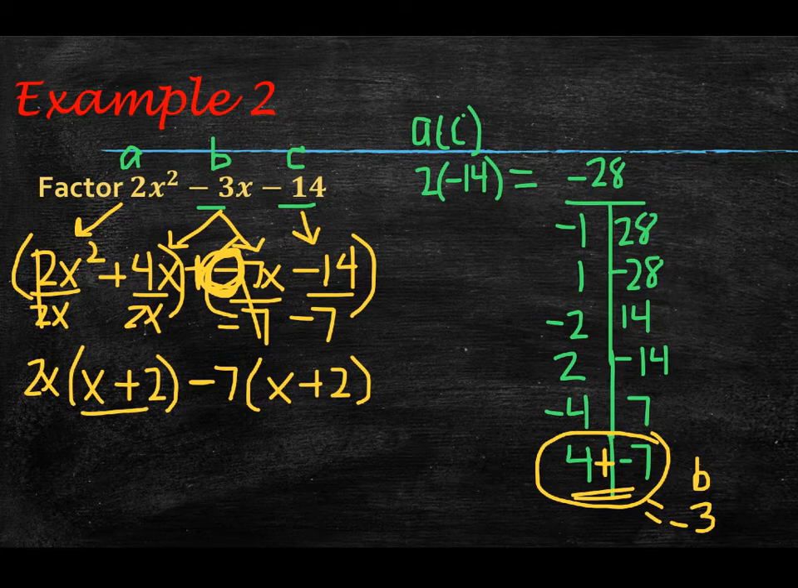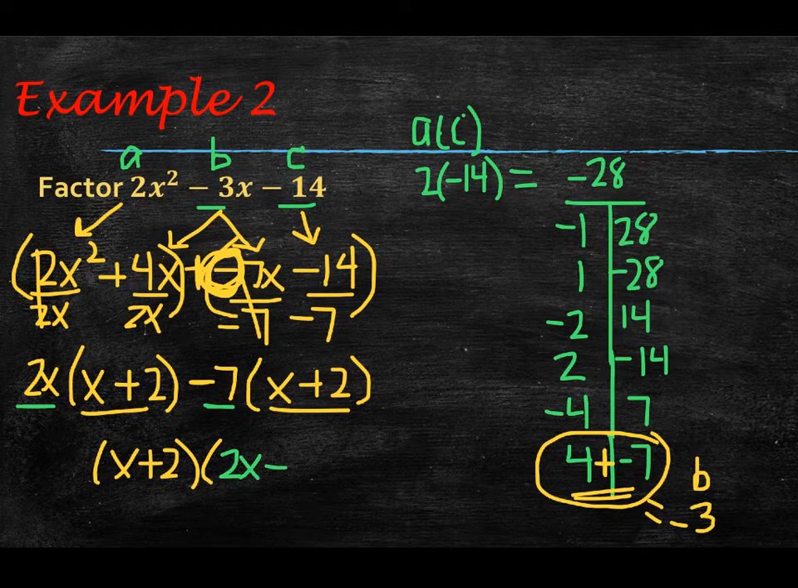Now we notice that our parentheses match, and so we know that we're on the right track. That parenthesis that matches is going to be your first factor. And then the second factor comes from the outside pieces, here and here. And that will be your second parenthesis. And this should be your answer.